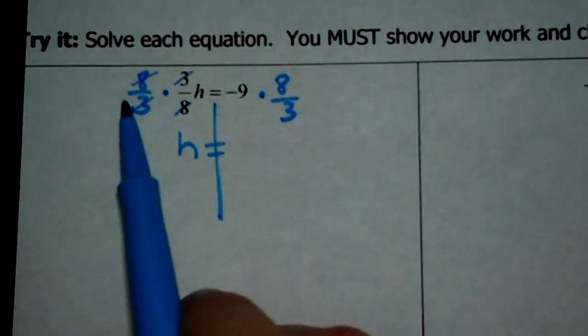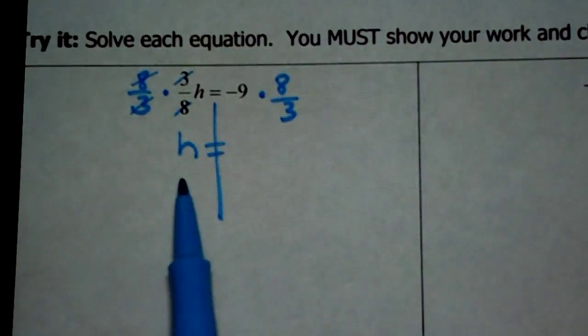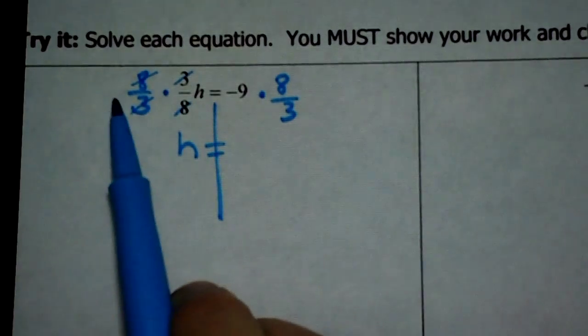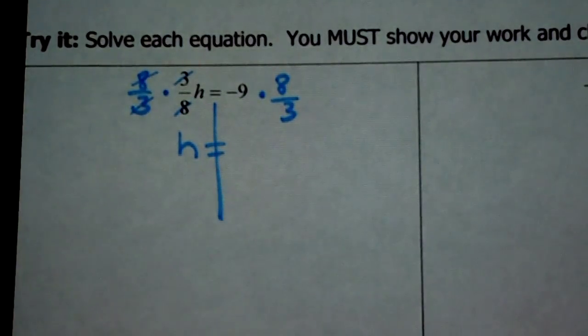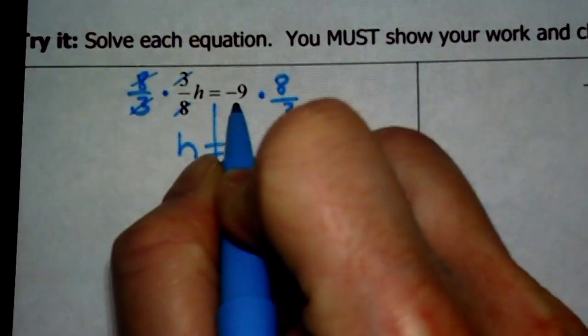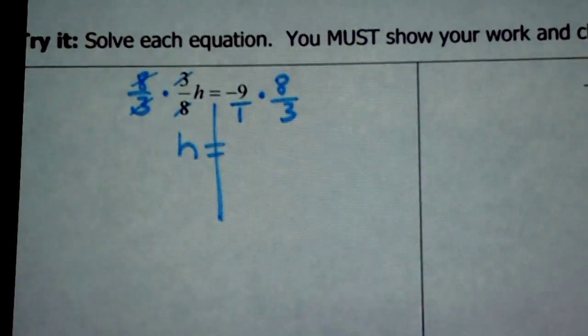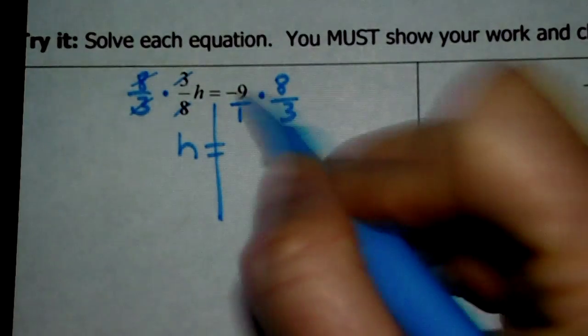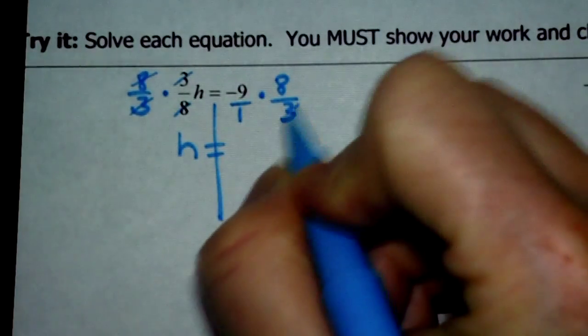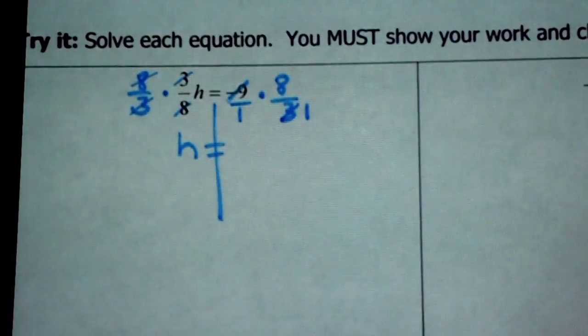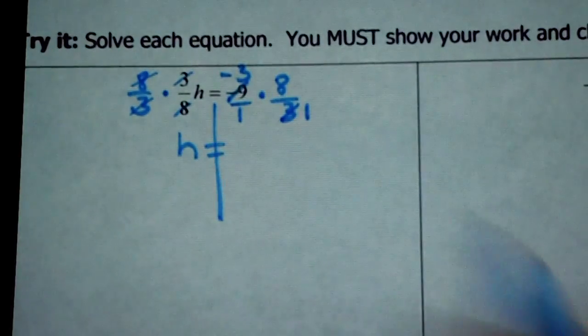I need this to be a positive times a positive so I can get a positive 1. If I made this a -8/3, I'd end up with the -h, and you just want h. Okay, so with this problem here, I'm going to put this -9 over 1. I am a cross canceller, so I see this 3 and this -9, and 3 goes into 3 once, and 3 goes into -9 -3 times.